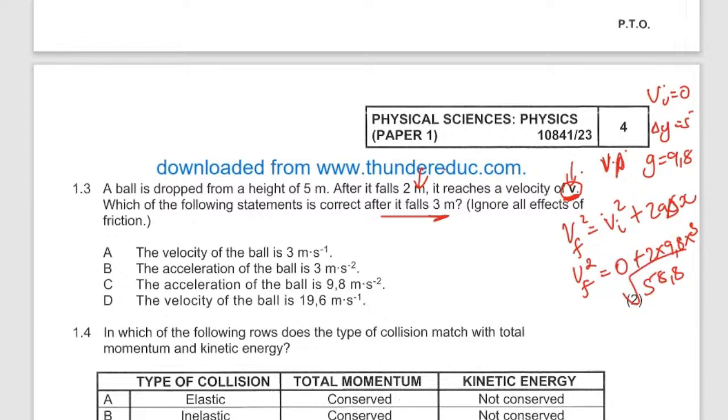Then when I find the square root of the answer, it gives me 7.66. So the velocity after 3 seconds, after 3 meters, has to be 7.6. Telling us that the velocity is 3, that is out. The acceleration is 3 now, then the acceleration must be 9.8, which means option C makes a lot of sense. We don't even need to look at it because the ball is right, which is also wrong.